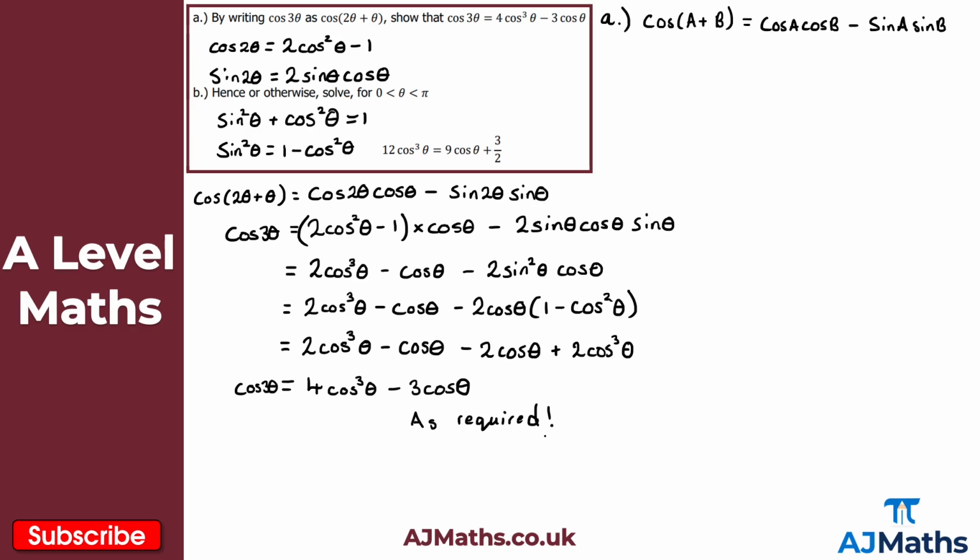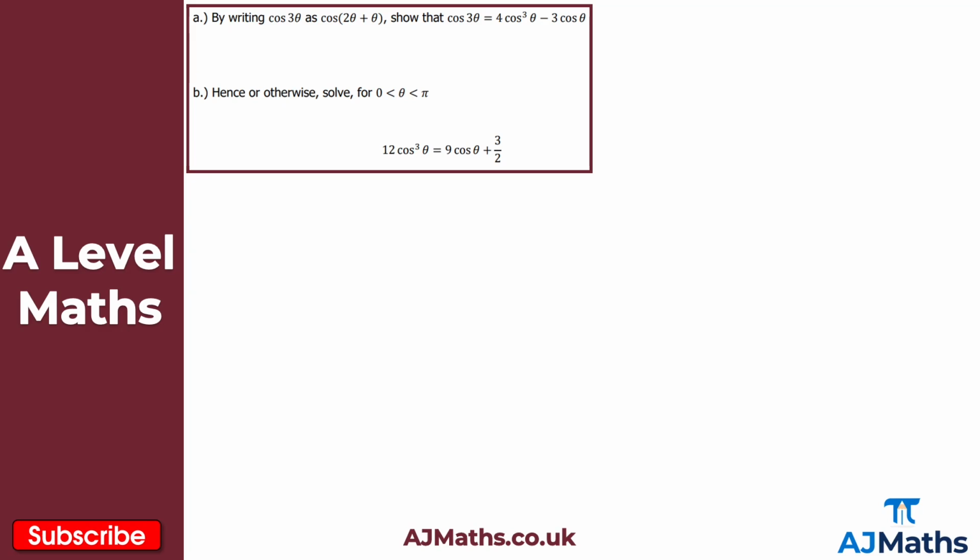So now let's clear the screen so we can have a go at part B. Let's take a look at part B, where it says hence, with theta between 0 and pi, solve 12 cos cubed theta equals 9 cos theta plus 3 over 2. To start off, I'm going to write down the original trig equation. So for part B we have 12 cos cubed theta equal to 9 cos theta plus 3 over 2.